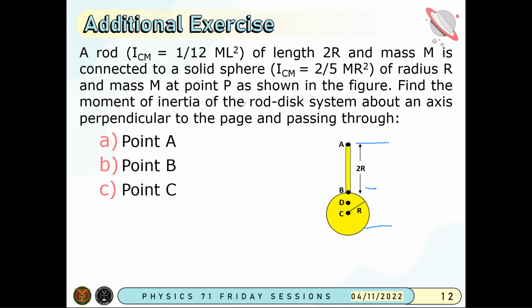Point P, point B too. Find the moment of inertia of the rod system about an axis perpendicular to the page and passing through point A, point B, and point C. Okay. So again, perpendicular to the page, meaning out of the page. Okay. So, ngayon ito ay palabas. Okay. So, sa point A muna.